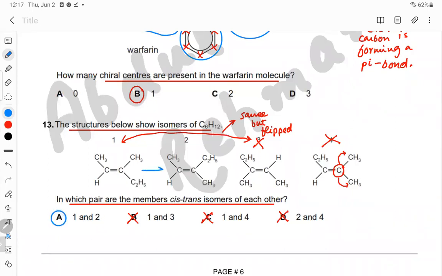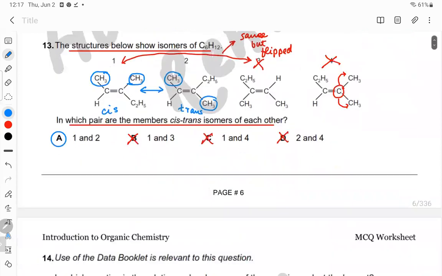Now, if you compare these two, the same group on the two carbons are on the same side, which makes it cis. And here the same groups on both the double bonded carbons are on opposite sides, which makes it trans. Is it understandable to everyone? Okay.